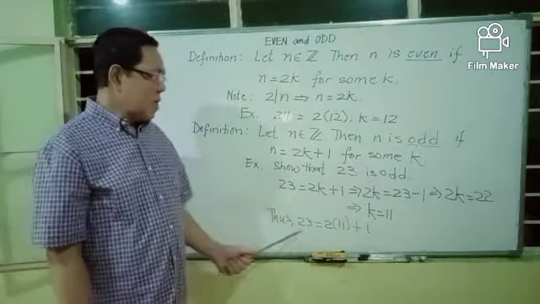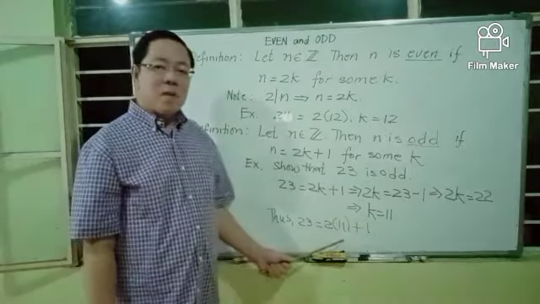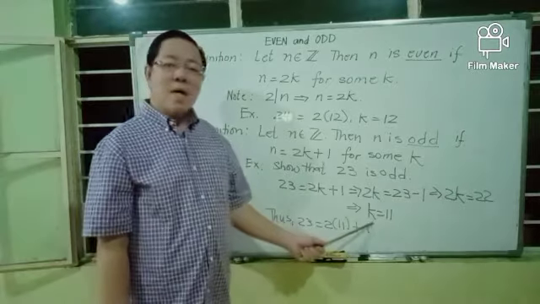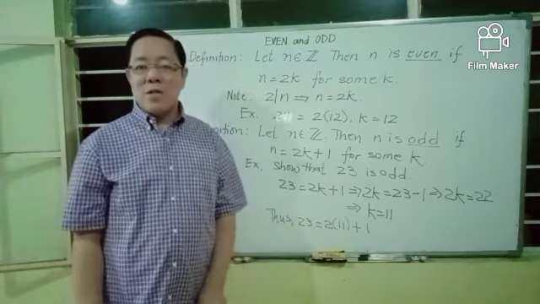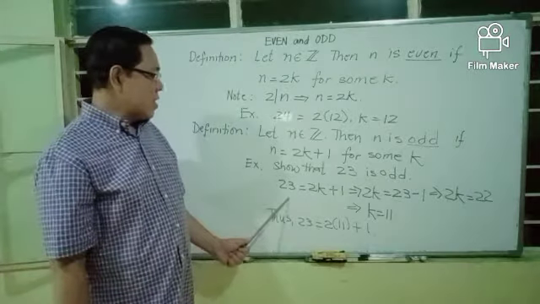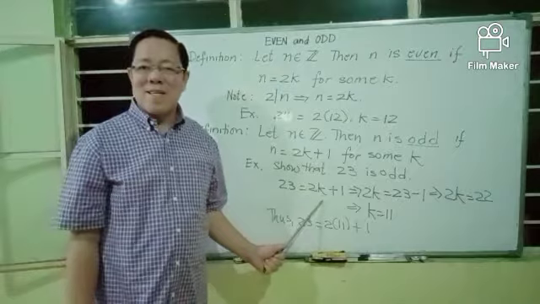Thus, we have shown that 23 is an odd number because it can be written as 2 times k plus 1, where k is equal to 11. We have shown that there exists an integer k such that 23 is equal to 2k plus 1, and that particular value of k is 11.